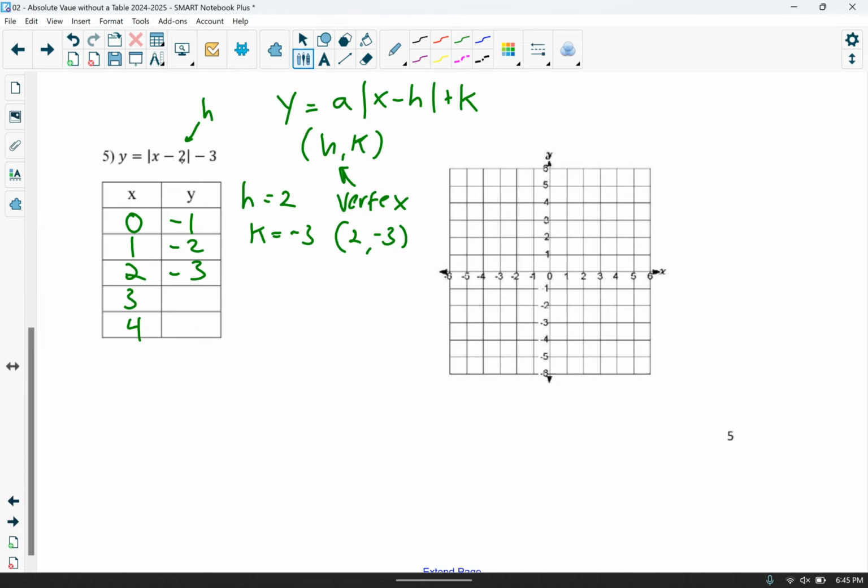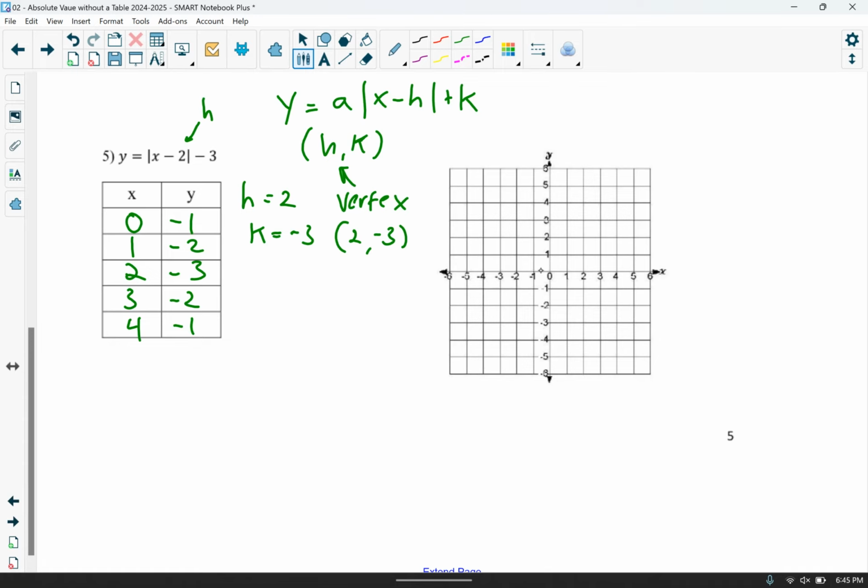X is 3. 3 minus 2 is 1. Absolute value of 1 is 1. 1 minus 3 is negative 2. Because we chose x values with that pattern, we should see the same reflected in our y. X value is 4. 4 minus 2 is 2. Absolute value of 2 is 2. Minus 3 is negative 1.